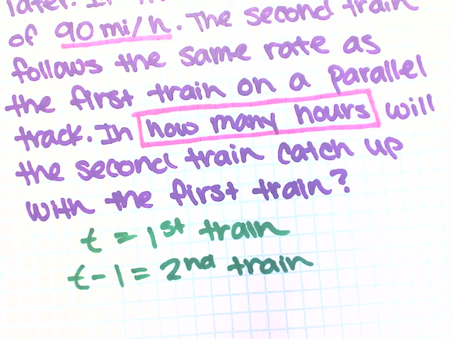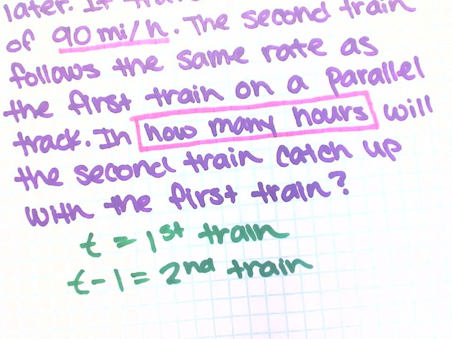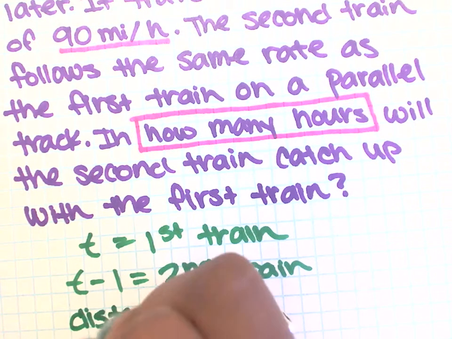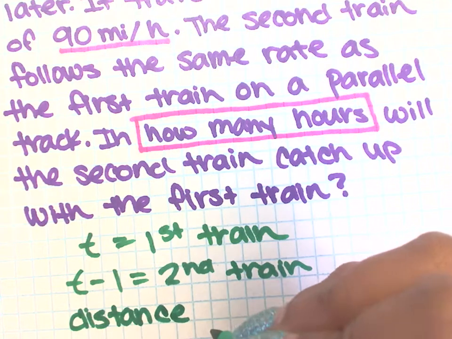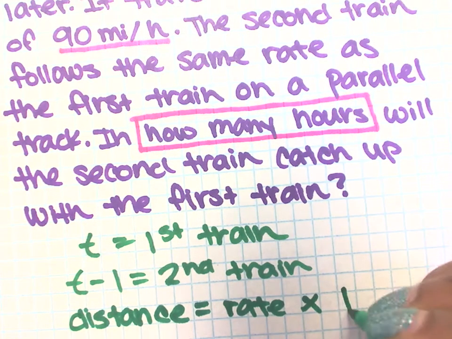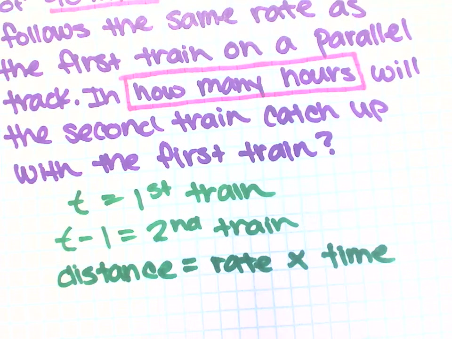The second train left an hour later. So it's an hour behind the first train. So what time did that train leave? The first train left at 1 o'clock. The second train left at what time? 2 o'clock. Okay, so it's an hour behind. Now, the formula that you're going to use is distance, because we're looking for distance. Distance equals the rate times the time. That's the formula we're going to use. Distance equals rate times time.